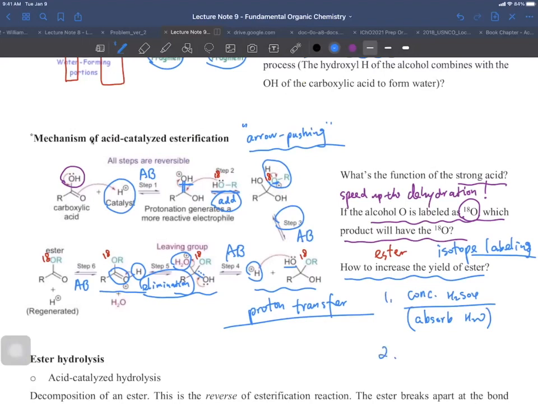Another commonly used method is heating. The goal of the heating is to vaporize the water and make it leave the system, shifting the equilibrium. But if we need to do it this way, we need to make sure the other reactants and the products will not be easily vaporized. Otherwise, it doesn't work, right?